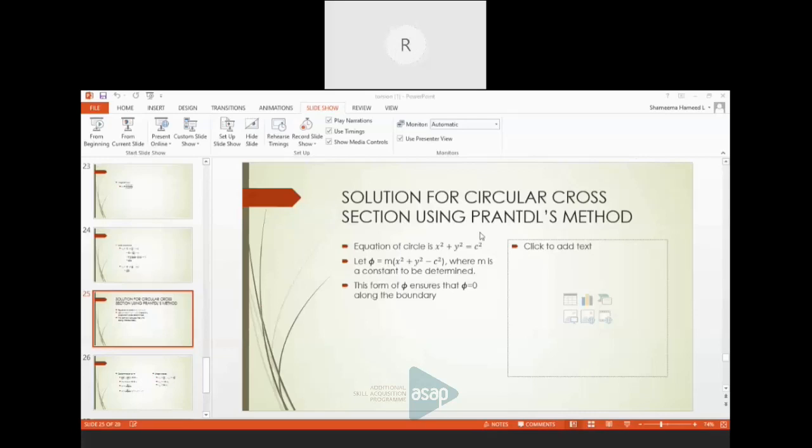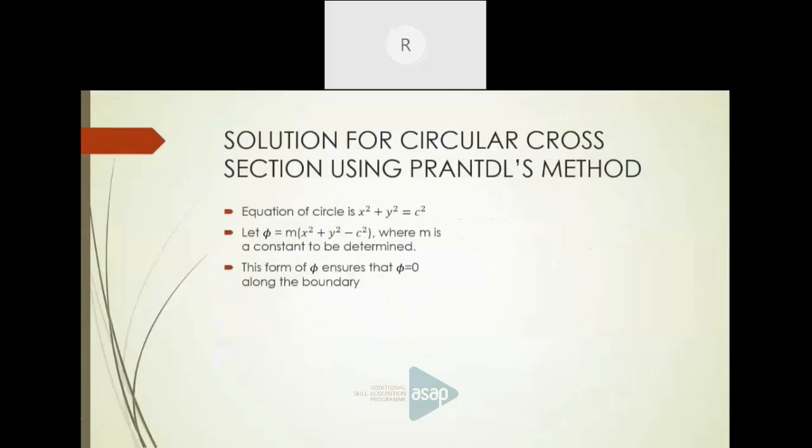So what we do is, using this equation, we write phi. We write phi as some constant m into x square plus y square minus c square. Whenever you write the phi, one thing you have to see is that whatever phi you are writing should be 0 along the boundary. That means the boundary considered here is a circle, so along the boundary, the phi should be 0.